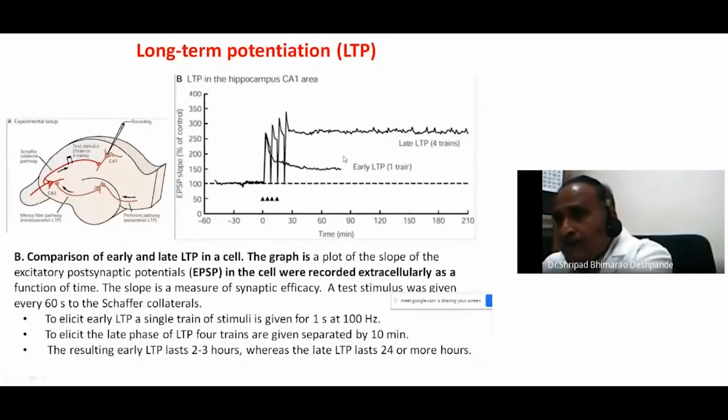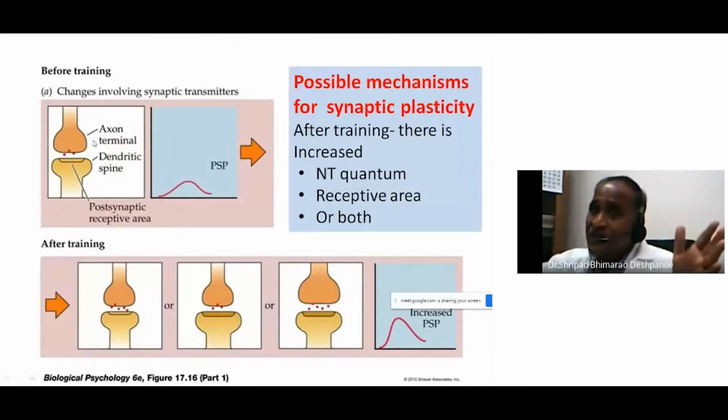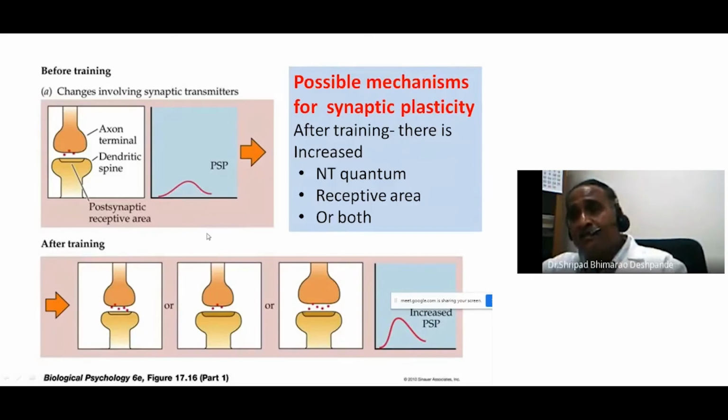Now, what is that LTP? This is where I am coming back to the possible mechanism of synaptic plasticity, or LTP. That LTP results in changes in the next neuron with which it makes contact. So I will just read out these possible mechanisms of synaptic plasticity: increased neurotransmitter quantum, increased receptive area, or both. Let us see what happens.